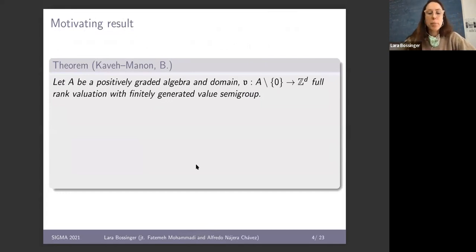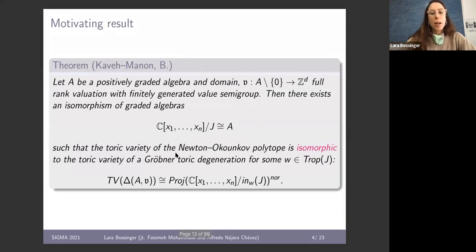So if we start with a positively graded algebraic domain and with a valuation that is of full rank and has a finitely generated value semigroup, so that we have a degeneration following Anderson's construction, then we can jump to the tropicalization of a certain ideal.